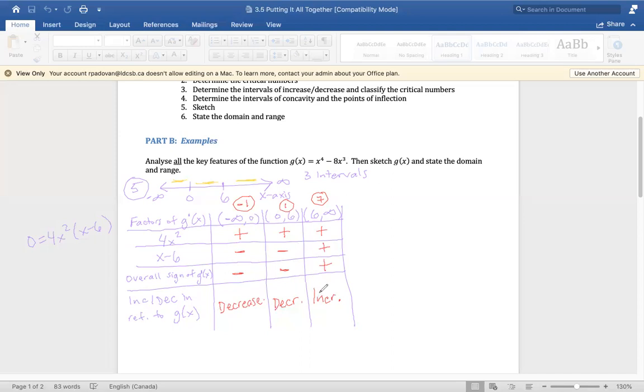So just to do my summary here, if it's decreasing and then it continues to decrease, then I don't have anything changing there. But if from here I was decreasing and then I'm increasing, right? Then along this point, I have a local minimum. That's the lowest point. And I have a local minimum at, where am I? X equals 6, right?